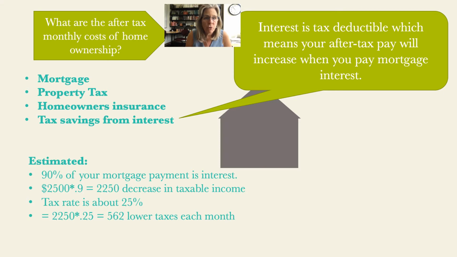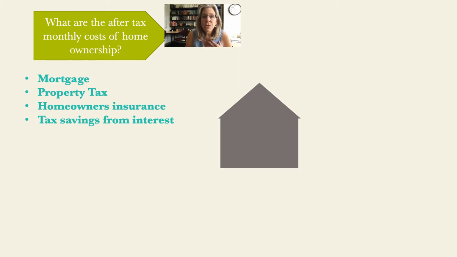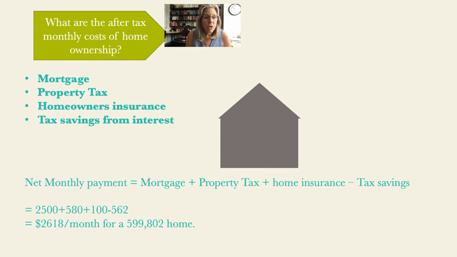That's really great news because we've just increased our costs with the property tax and the homeowner's insurance. So this is good, this will offset that. So when we look at this, our net monthly payment is going to be the mortgage plus the property tax plus the homeowner's insurance minus the tax savings. And that equates to $2,618. It's a little bit over the $2,500 that we said we could afford.